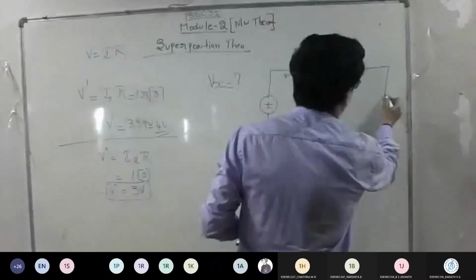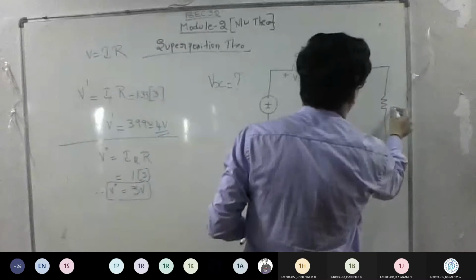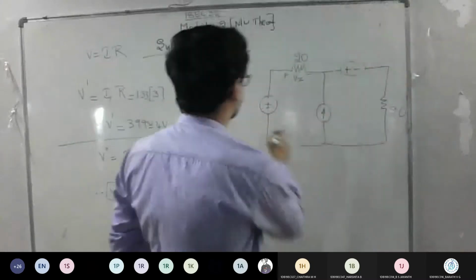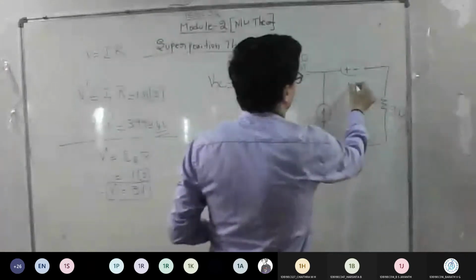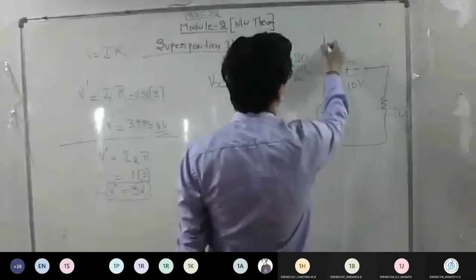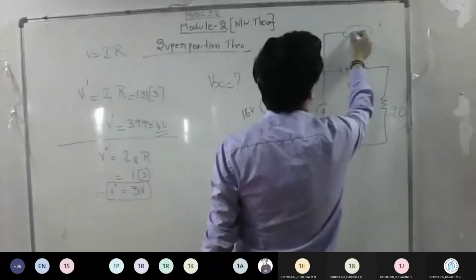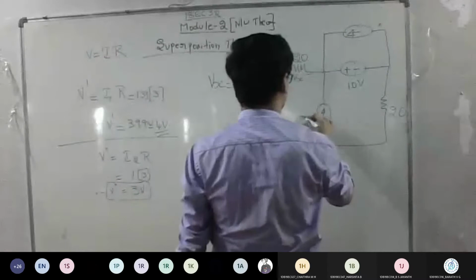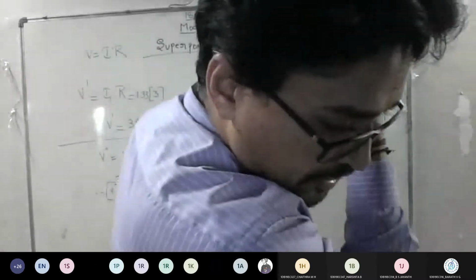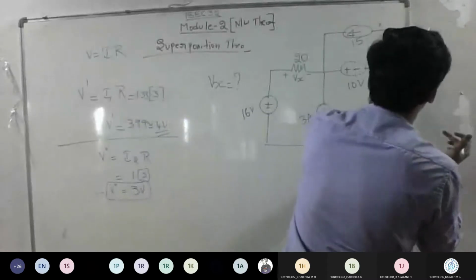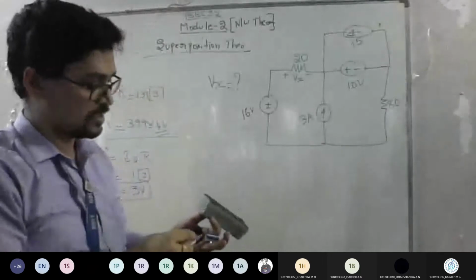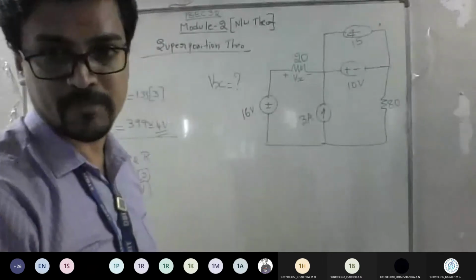Make a note of the question, everyone. The voltage source values are 16 and 10, and we have two current sources, 3 amp and 1.5 amp. At 20, no, this is not 20, this is 80, an 80 ohm resistor. Okay. So this is the given question. Is the question visible?